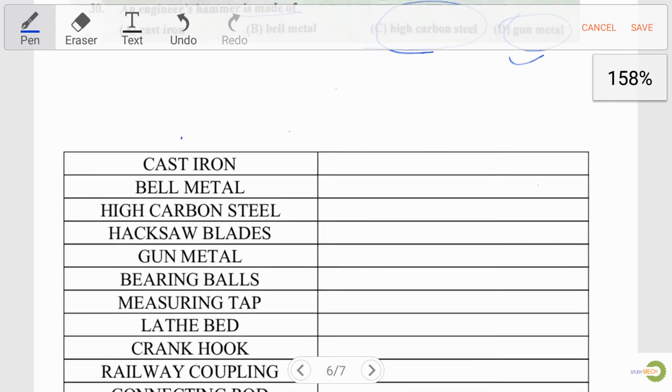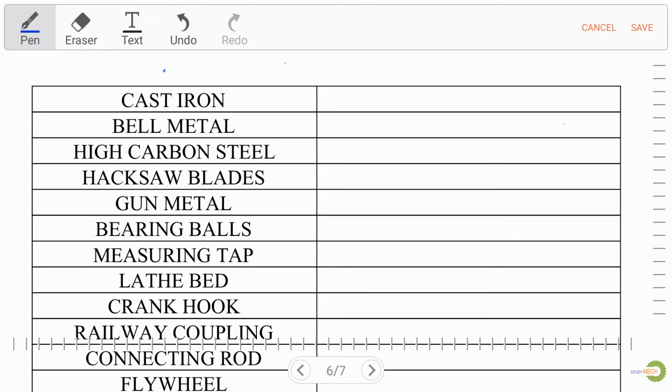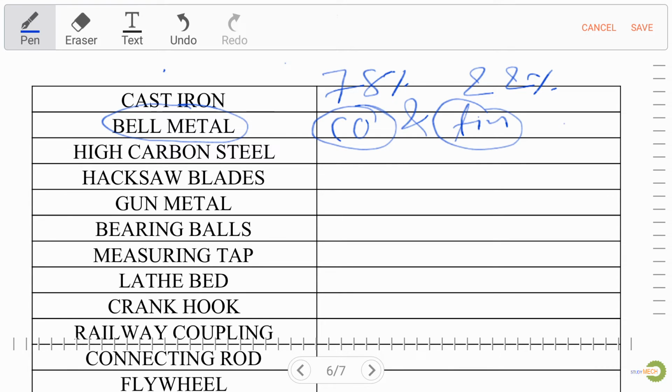Well, bale metal is the composition of copper and tin. Okay, so the percentage of copper is 78%, and the percentage of tin is roughly 22. Remember this. For bale metal, the composition is copper and tin, and the percentage of copper is 78% and percentage of tin is 22.